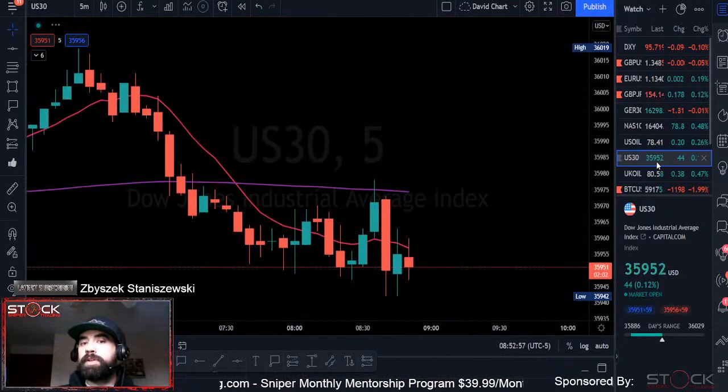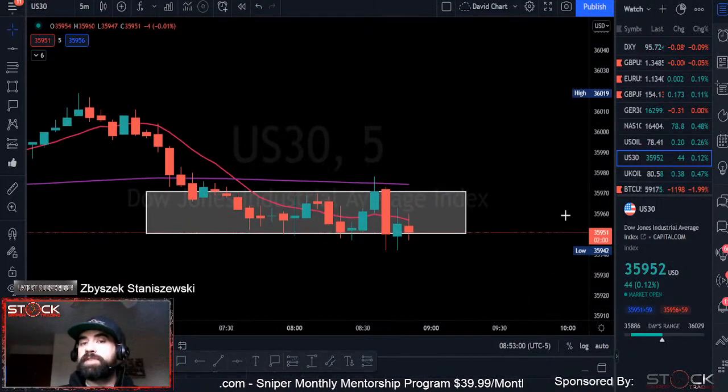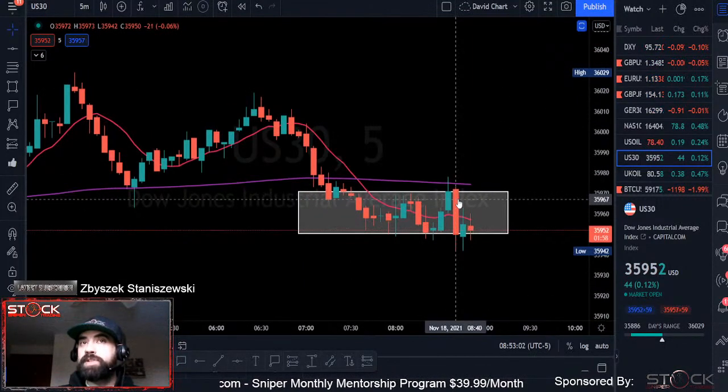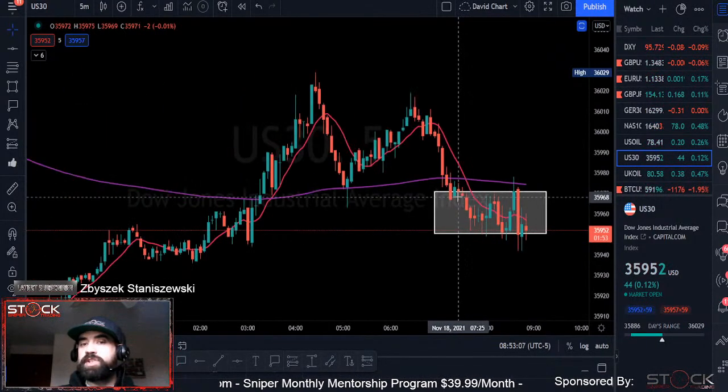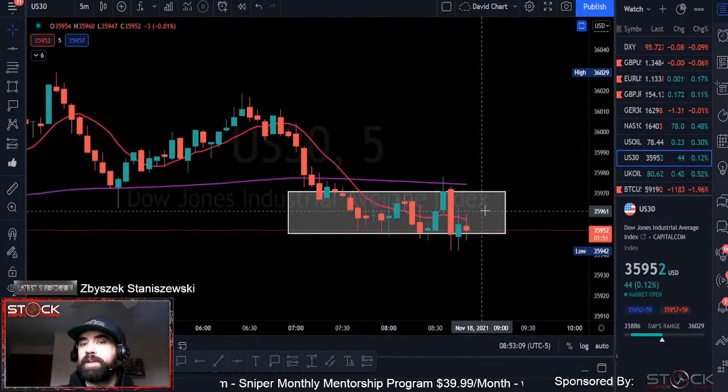Okay, let's see what happened to US 30. US 30 is still in that consolidative state. Nothing's really happening yet on US 30. You can check it out. It's just consolidated right now. Not much movement.